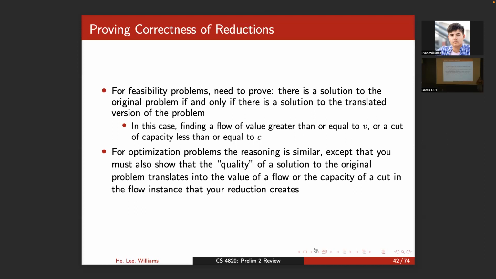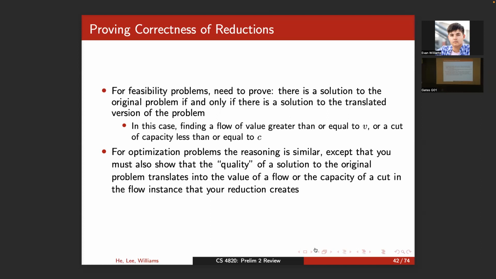So, proving correctness of reduction. There are two different types of proofs of correctness. I think this is pretty important because I saw on the homework a lot of people were able to prove one direction and then not the other direction. So for feasibility problems, which is basically just asking is this possible? For the donors, is it possible to create some sort of assignment such that every charity gets the amount of money that they need? I think that was what the problem was. That's a feasibility problem, asking if it's possible to have some sort of assignment of funds, a flow.